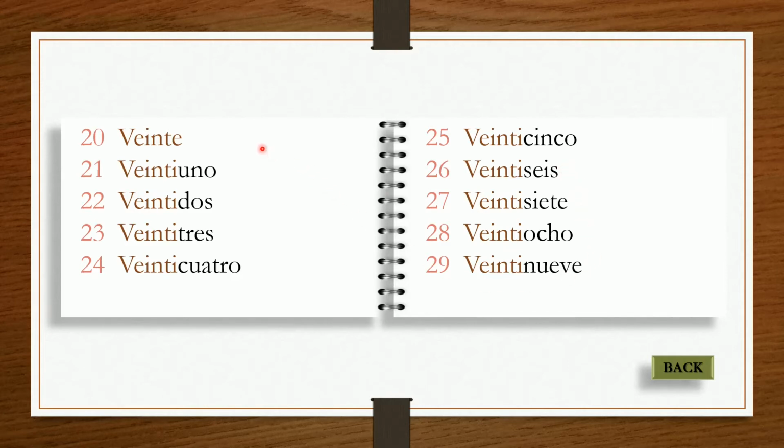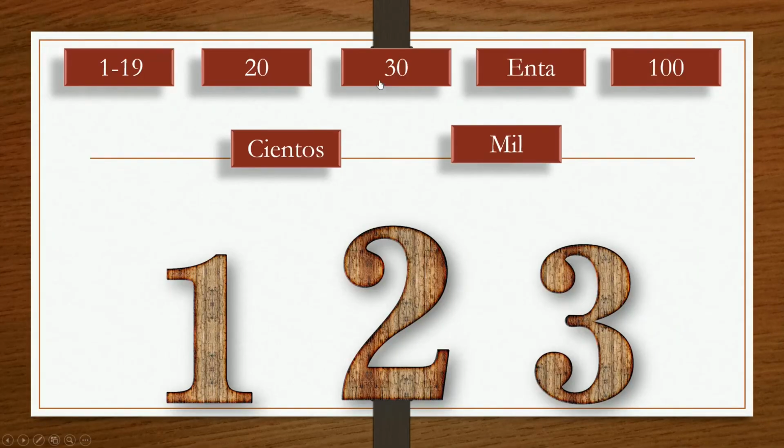So again, listen and repeat. 20, 21, 22, 23, 24, 25, 26, 27, 28, and finally 29. Great guys, so believe me, from here everything gets easier.